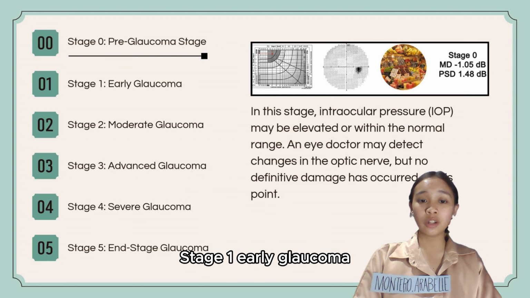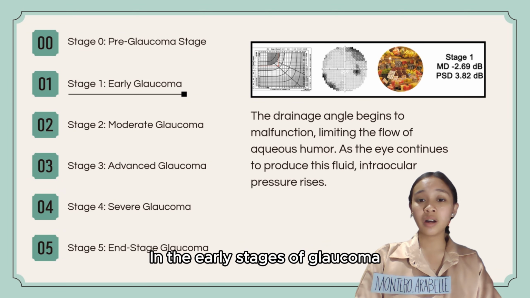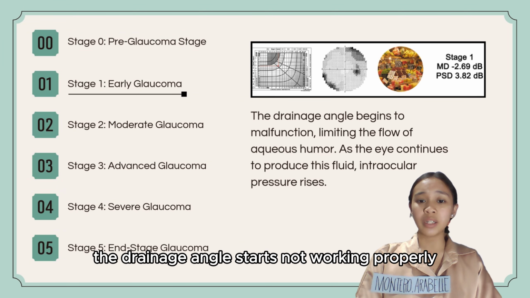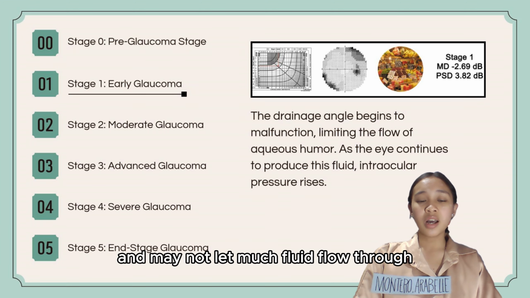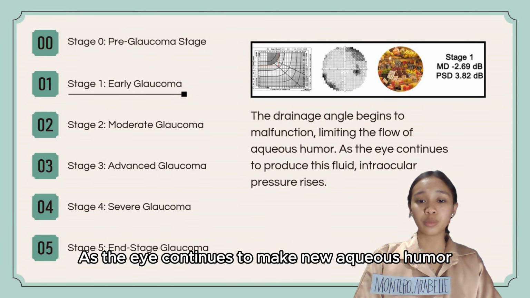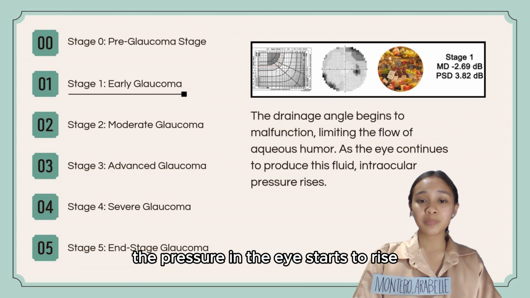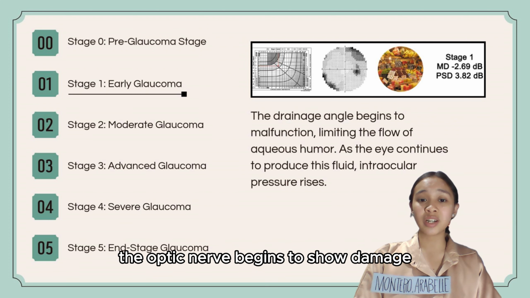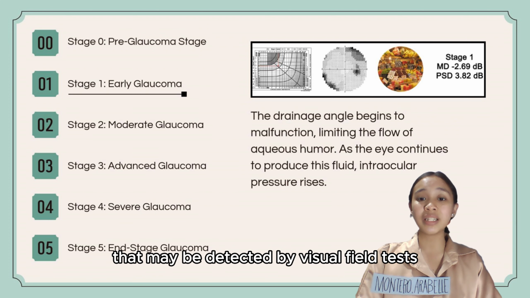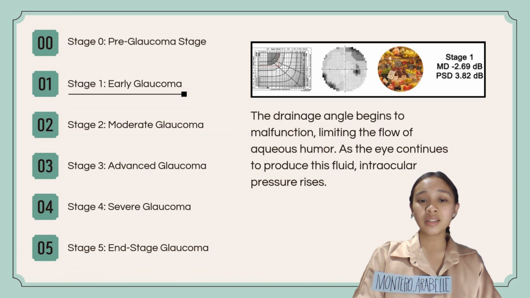Stage 1. Early glaucoma. In the early stages of glaucoma, the drainage angle starts not working properly and may not let much fluid flow through. As the eye continues to make new aqueous humor, the pressure in the eye starts to rise. The optic nerve begins to show damage and there is a slight loss of peripheral vision that may be detected by visual field tests.